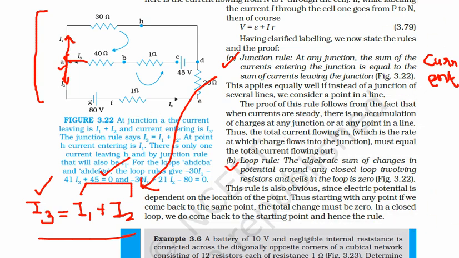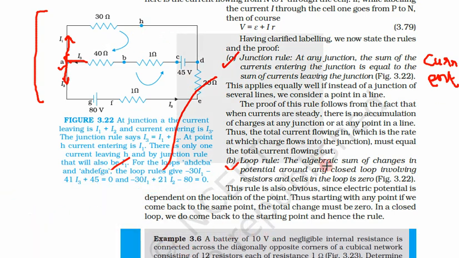Now let us see further. Let us further examine this circuit. I3 is equal to I1 plus I2 at point A. When we see this point H, the current entering is I1. You can see that the current here is I1. There is only one current leaving H because there is no other line, so that is I1.